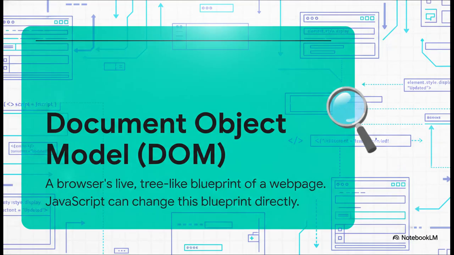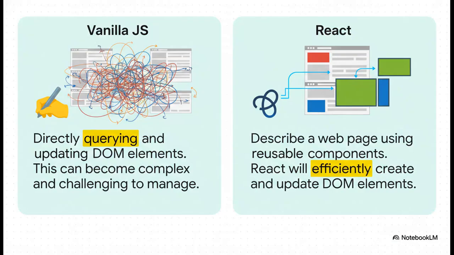Well, it all comes down to something called the DOM, which stands for Document Object Model. Just think of it as the live structural blueprint for your entire web page. To change anything, like update a comment or show a notification, your code has to manually reach in and perform direct surgery on that blueprint. And that's where the old way and the React way really differ.